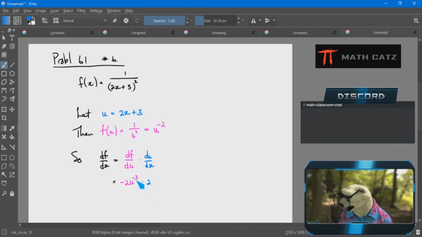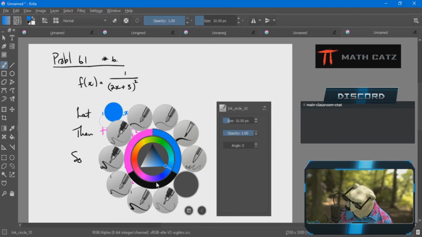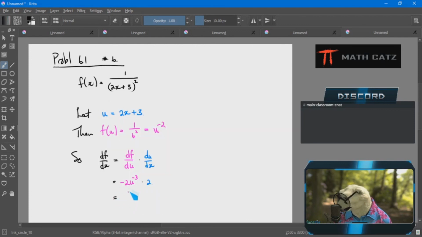I'm very close to being done, but not quite. Because I see a u, I need to replace it with its equivalent x representation. So I now make a point. I change nothing. Literally nothing but the u. I don't put the 2 in front. I don't do anything because that's where mistakes come.